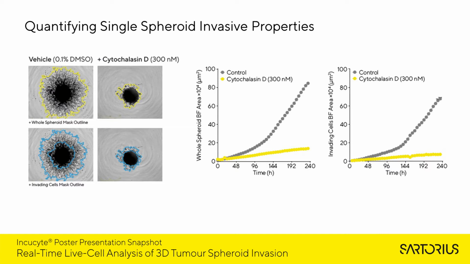So single spheroid invasion properties were measured using IncuCyte's automated spheroid invasion software, which tracks and quantifies changes in spheroid size. Now note this software's ability to accurately segment the whole spheroid area, shown as a yellow outline mask, or the invading cell area, shown here as a blue outline mask. And the time courses plotted here on the right show the individual well bright field area over time, and again they also illustrate that in the presence of cytochalasin D, U87mg spheroids markedly increased in overall size and exhibited extensive invasive capacity.